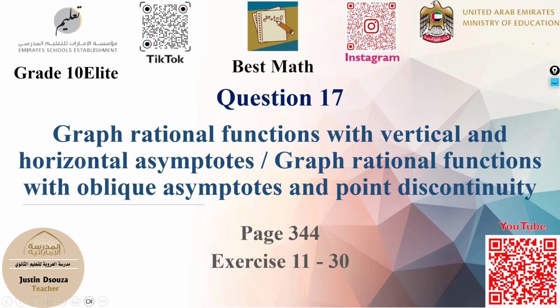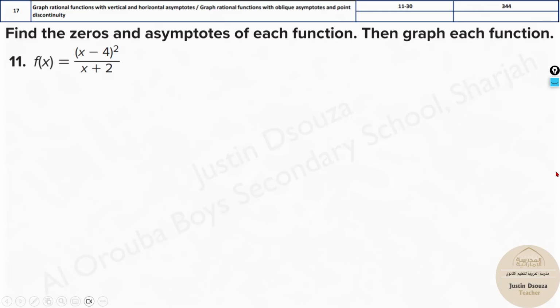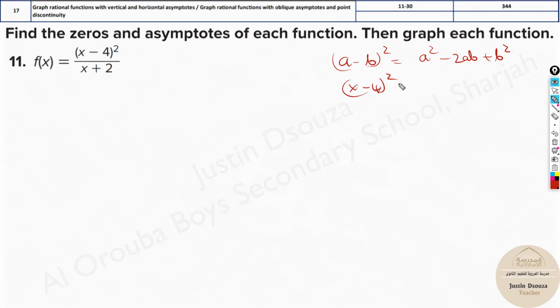In this video, we will learn how to graph rational functions with their asymptotes. Here we have a rational function. First thing is try to expand the functions. Now here we can see it's x minus 4 the whole square. It's in the form of a minus b the whole square. We have to remember the identity. It's a squared minus 2 times ab plus b squared. Now instead of a and b, we have x minus 4 the whole square.